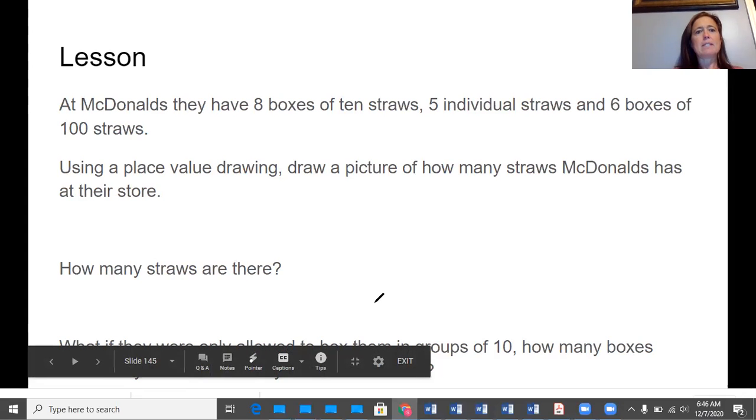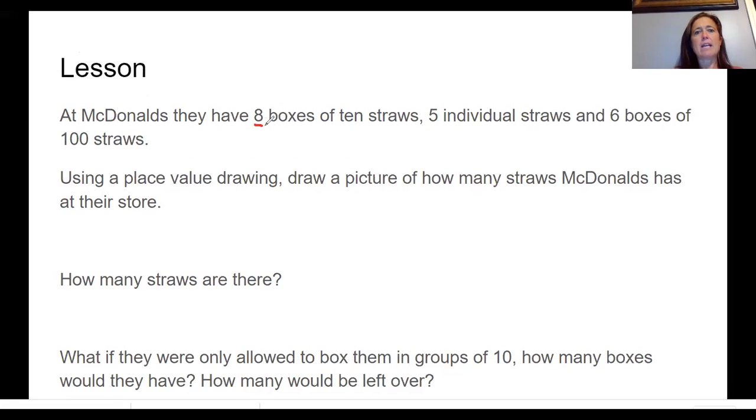Okay, so it says McDonald's they have 8 boxes of 10 straws. So that means there's 10 straws in each of those boxes. So we could draw 10s: 10, 20, 30, 40, 50, 60, 70, 80. So that's 1, 2, 3, 4, 5, 6, 7, 8 groups of 10, which is the number 80.